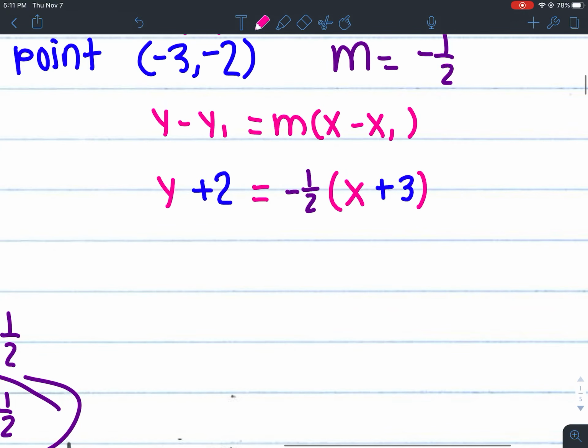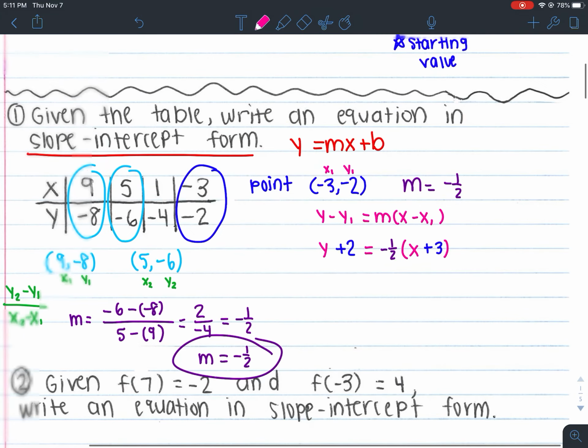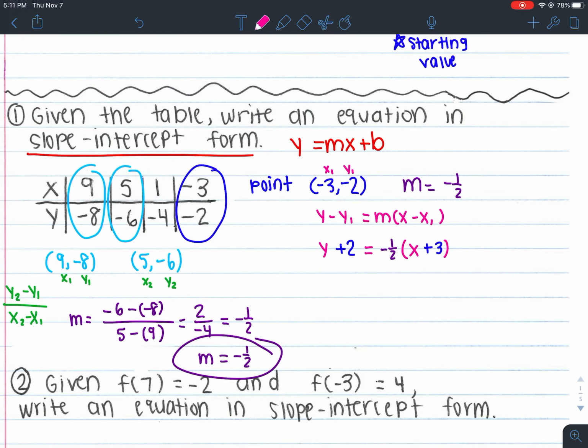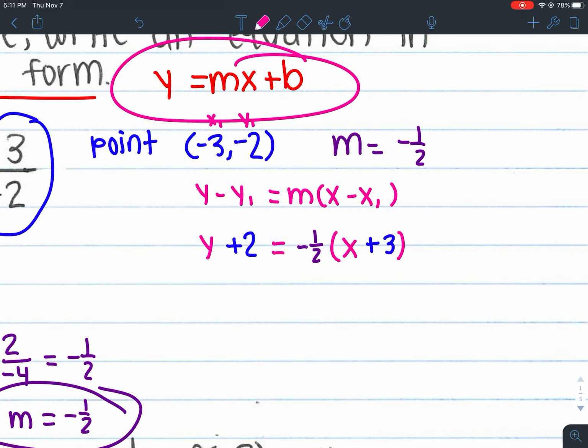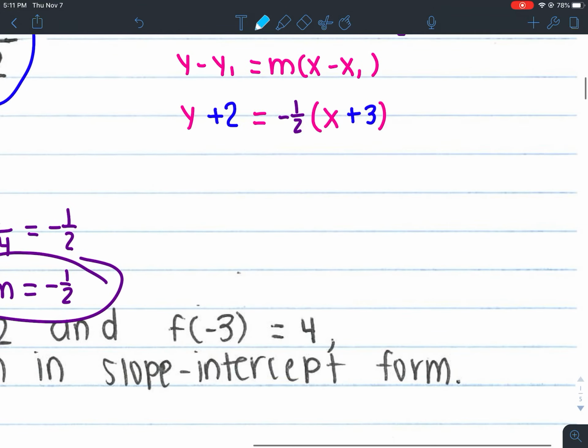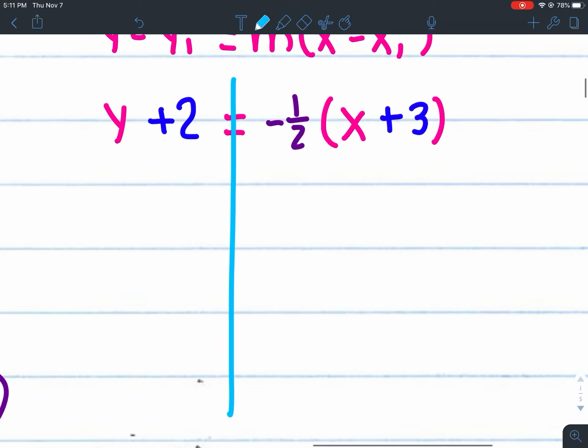All right, so I've plugged in my point and I plugged in my slope. Now, did they ask for point-slope form? No, right? They asked for slope-intercept. We have to keep going. The important thing to note about slope-intercept is that the y is by itself, so we've got to get the y by itself here. So first step I'm going to do is I'm going to distribute.